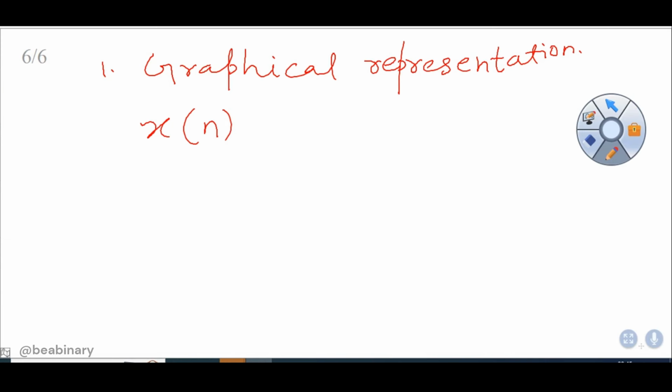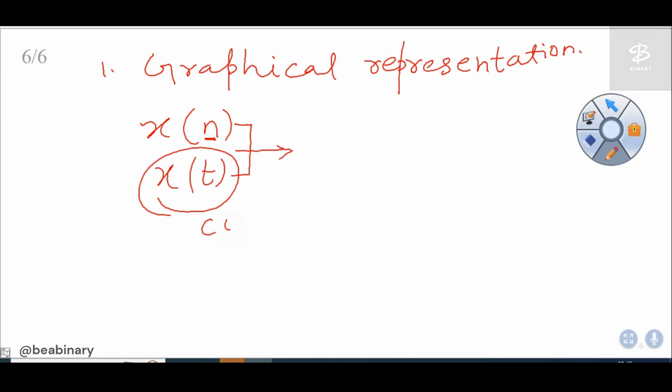When you are studying this course, Signals and System, you will find this n, or you will find x of t. So these are basically to distinguish. This one we are considering as a continuous time, and this one we are considering as a discrete time signal.